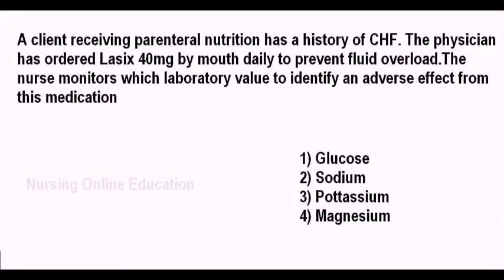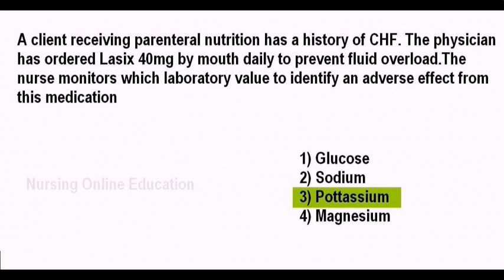Question. A client receiving parenteral nutrition has a history of congestive heart failure. The physician has ordered Lasix 40 mg by mouth daily to prevent fluid overload. The nurse monitors which laboratory value to identify an adverse effect from this medication. Options: first one glucose, second one sodium, third one potassium, fourth one magnesium.